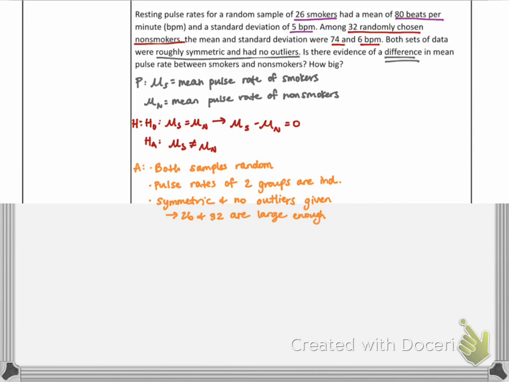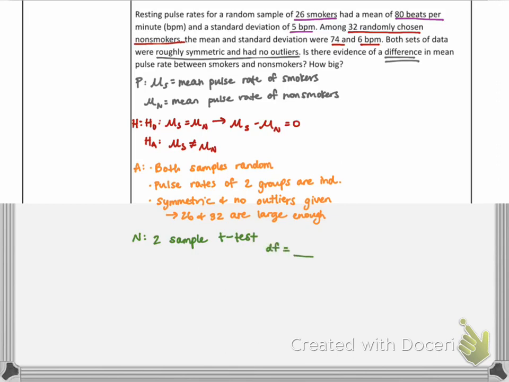We need to check that condition as well. And then lastly, they gave us in the problem, and I underlined it in gray, that both sets of data are roughly symmetric and have no outliers. So basically we didn't have to make the histograms here because they told us already that that was true. And so your 26 and your 32 are large enough. All right, so your assumptions and conditions are met, meaning that you are able to do a 2-sample t-test.